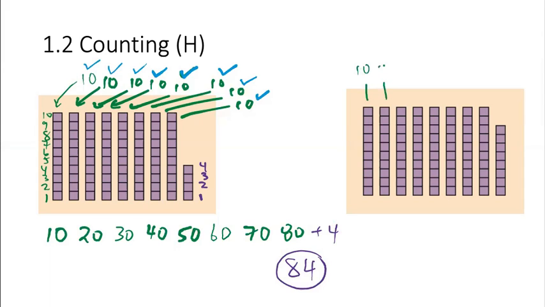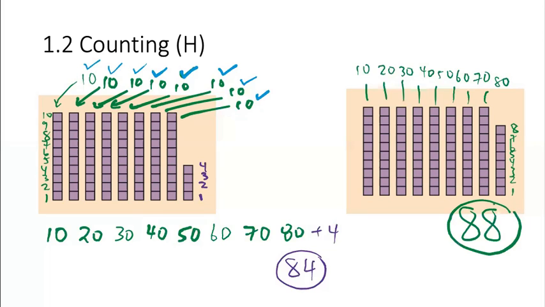10, 20, 30, 40, 50, 60, 70, 80, and then we have 1, 2, 3, 4, 5, 6, 7, 8. So it's 88. And we're done.